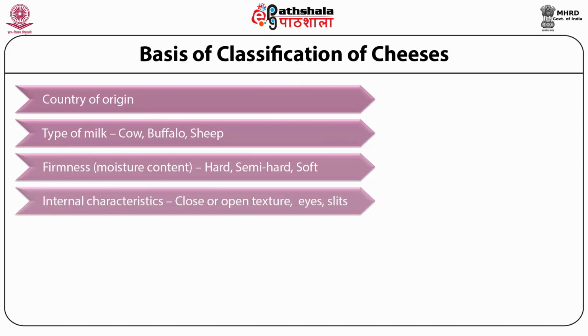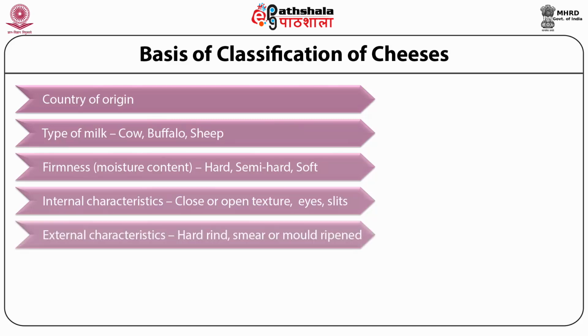Next are internal characteristics. In this, we have to look whether the texture of the cheese is close or open, whether eyes exist, and whether any slits are there in the body of the cheese. For cheese having eyes, an example is Swiss cheese. Based on external characteristics, classification could be hard rind with a smear or mold ripened. In certain countries, consumers are very delighted to have a mold ripened cheese, because the molds produce a lot of lipolytic enzymes, and the characteristic lipolytic breakdown products give characteristic flavor to such mold ripened cheese like Gorgonzola or blue vein cheese.